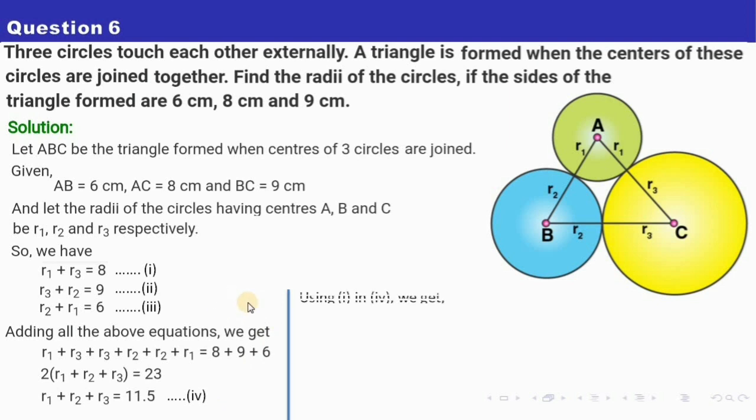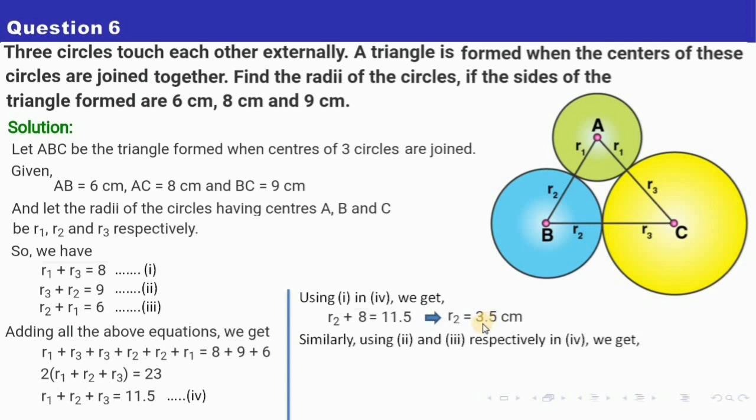Now let us use equations 1 and 4. In equation 1 we have R1 plus R3, so instead of R1 and R3, I can write 8. So we have R2 plus 8 equals 11.5. From here you calculate R2, and it turns out to be 3.5.